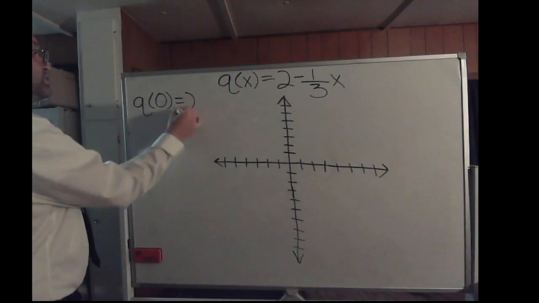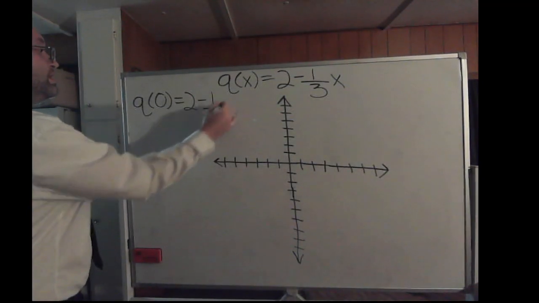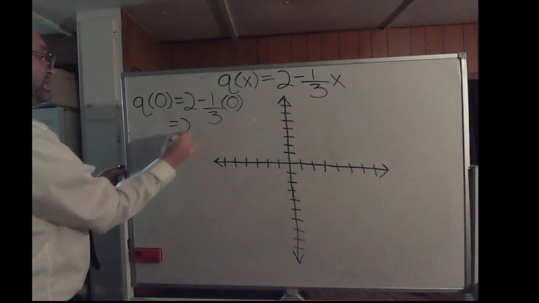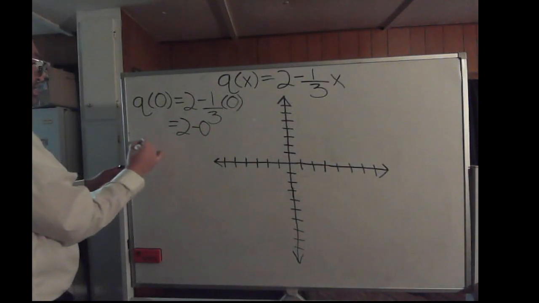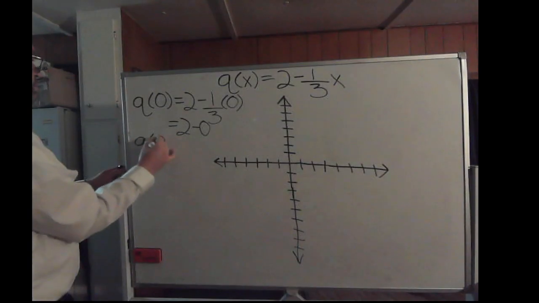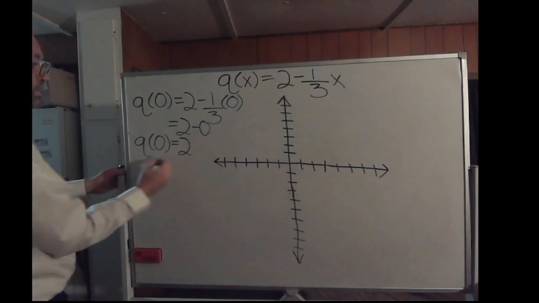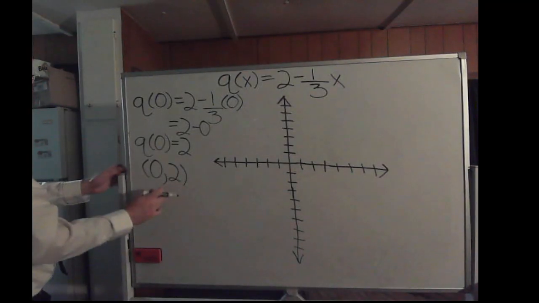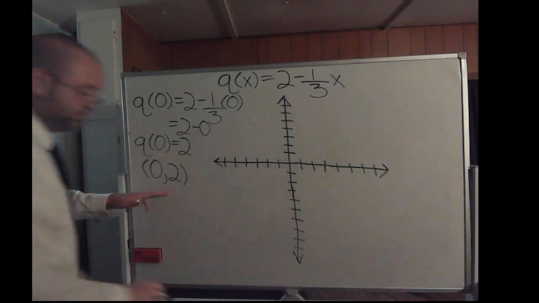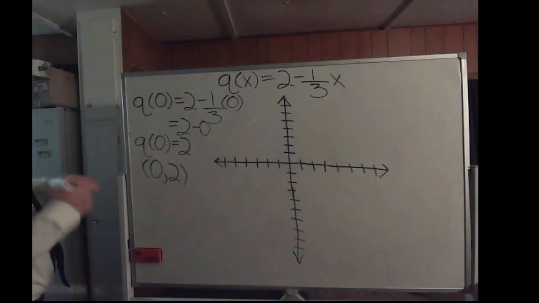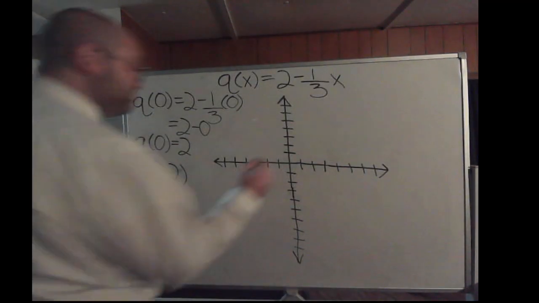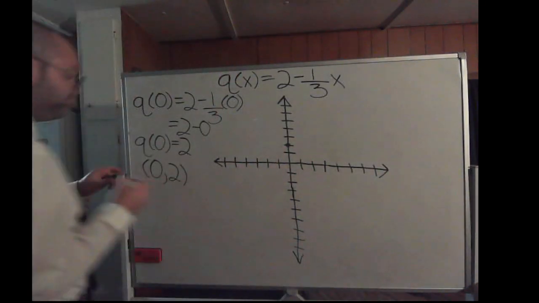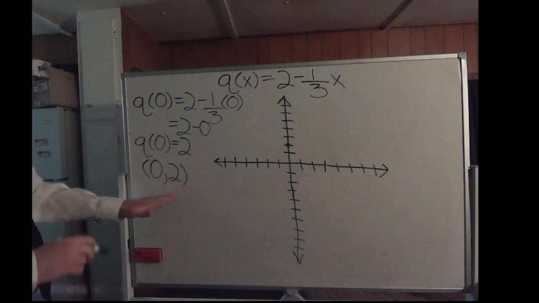Well, that'll be equal to 2 minus 1/3 times 0. Well, 1/3 times 0 is 0, so you would get 2 minus 0, so that means q of 0 is equal to 2. So when x is 0, you get the y coordinate 2. So the coordinate 0, 2 is part of this line. So let's plot 0, 2. That'll go right there. So we found the y-intercept.